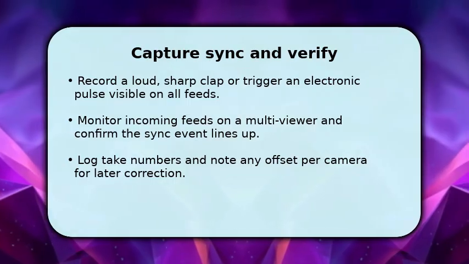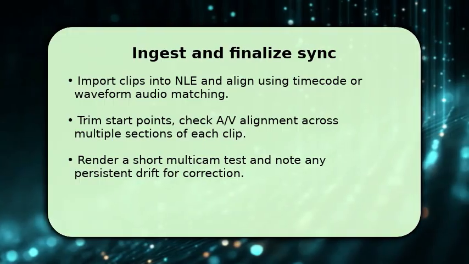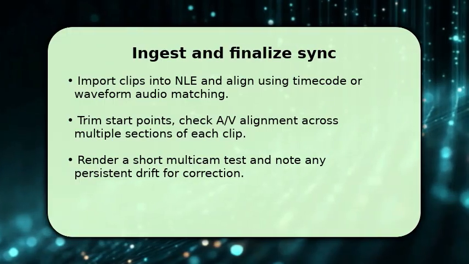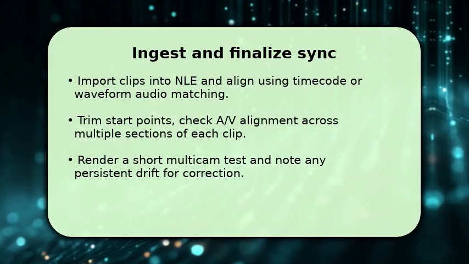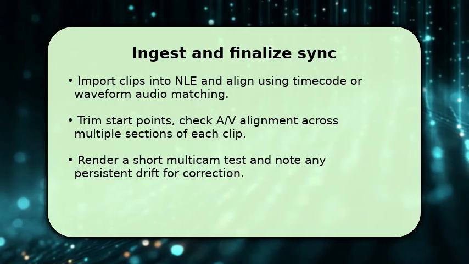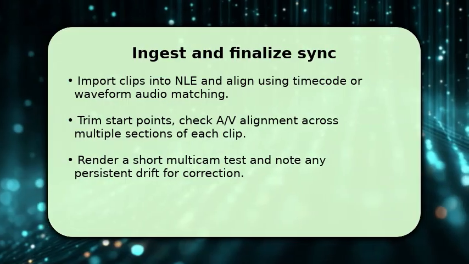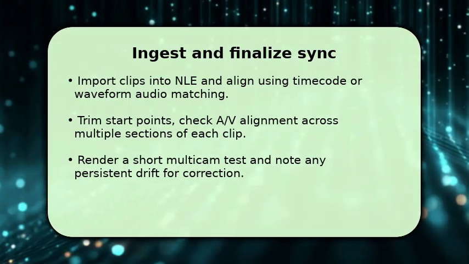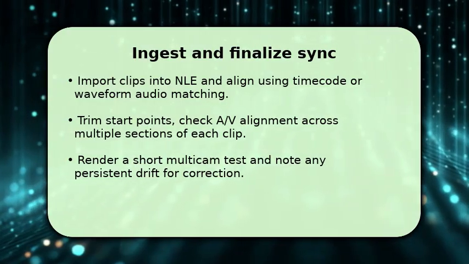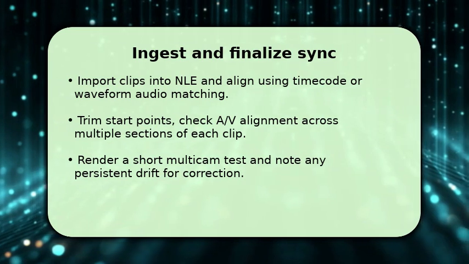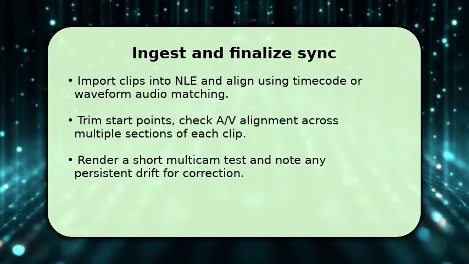You finish by importing footage into your editing software and aligning clips using timecode first, then audio waveform matching if needed. Timecode handles bulk alignment, and waveform fixes tiny offsets. Once aligned, trim start points and check audio-visual sync at several moments within each clip to catch intermittent drift. After that, create a short multicam sequence and render a quick test to inspect playback. If you spot persistent drift, note which cameras are affected so you can apply speed adjustments or re-timecode them in bulk.